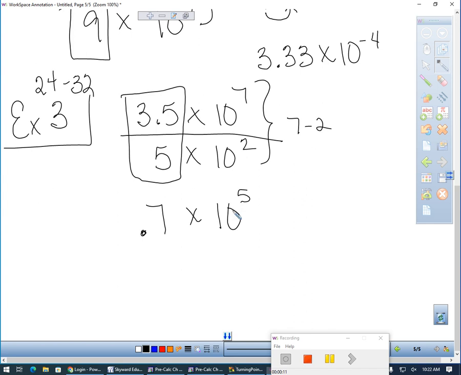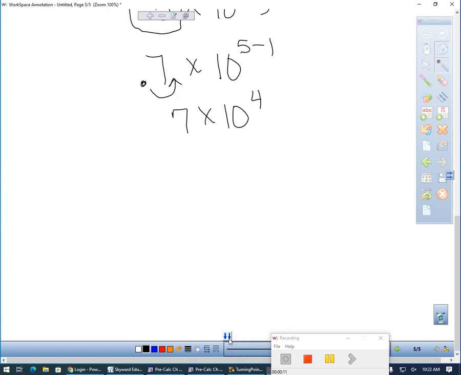Then I look at my leading coefficient. Is it between 1 and 10? Too big or too small? Too small means I'm going to subtract. I have to move it over 1. So I get 7 times 10 to the 4th. All right, so I'm going to do one more scientific notation before we go on to the last section today. Okay? One more.